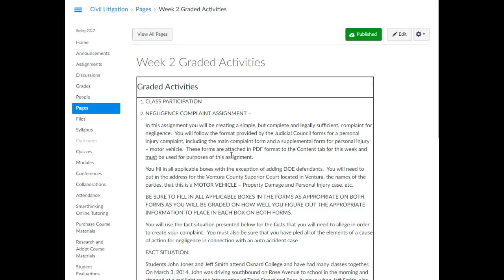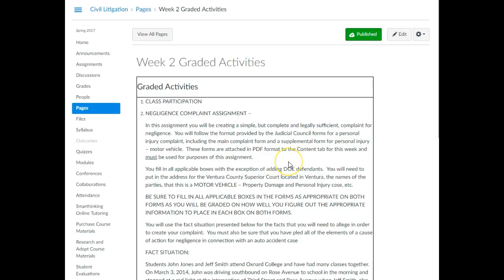Now, this is a negligence complaint, so obviously the cause of action is going to be for negligence, and it's going to be in the context of an auto accident, which is one of your more common negligence type situations. All right, so it tells you to go to the materials for week 2 and then look at the Judicial Council form for the negligence complaint. It is of the motor vehicle type.